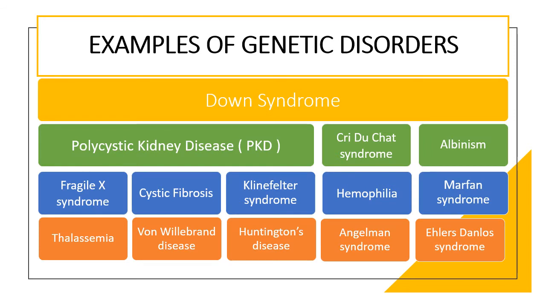There are a few examples of genetic disorders such as Down syndrome, polycystic kidney disease, albinism, Fragile X syndrome, cystic fibrosis, Klinefelter syndrome, hemophilia, Marfan syndrome, thalassemia, Huntington disease, Angelman syndrome, and Ehlers-Danlos syndrome.